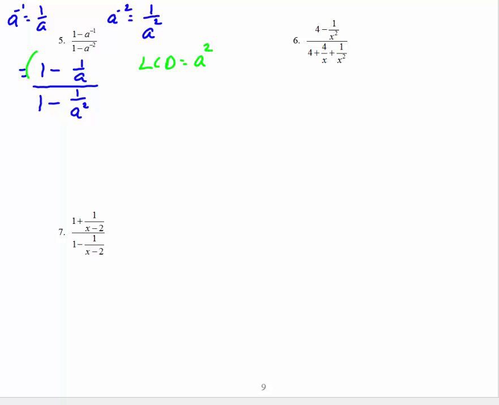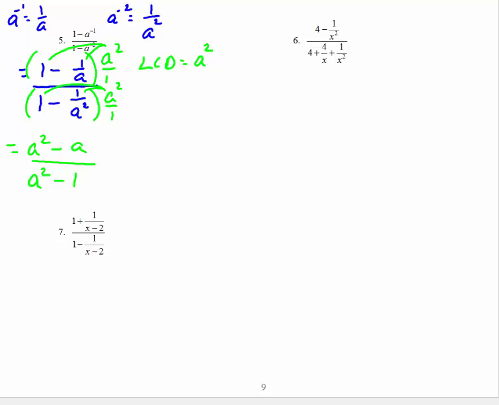So I'll need to multiply the whole numerator by an a squared and the whole denominator by an a squared. Again, they're over 1, so when we multiply, we get to reduce. A squared times 1 is a squared. A squared times 1, but divided by a, is just a. A squared times 1 is a squared, and a squared times 1, but divided by a squared, is 1. So we get a squared minus 1 in the denominator.